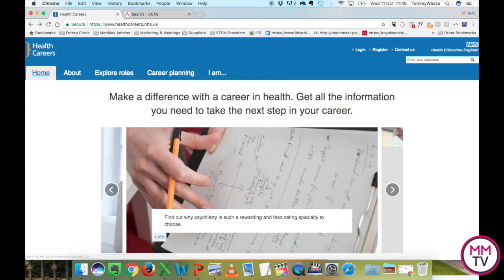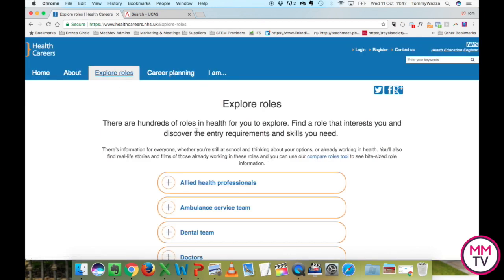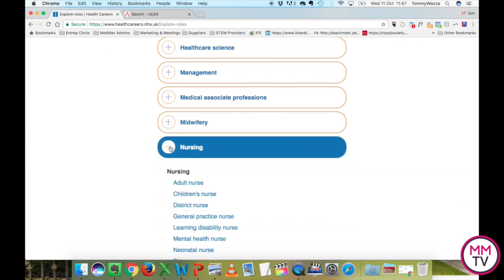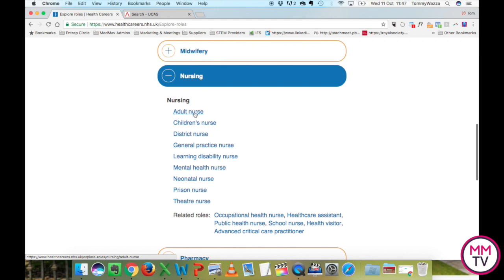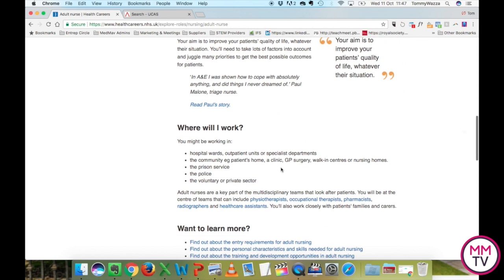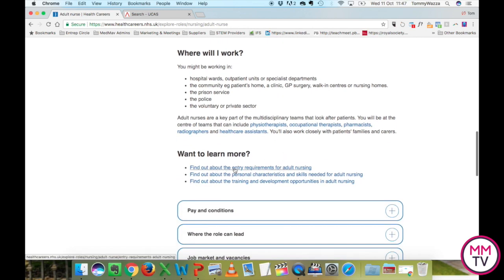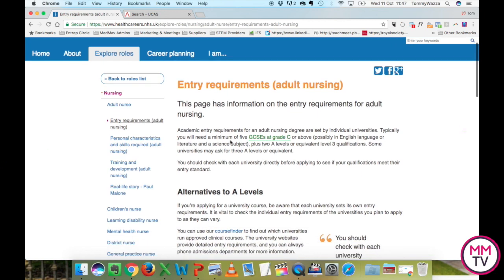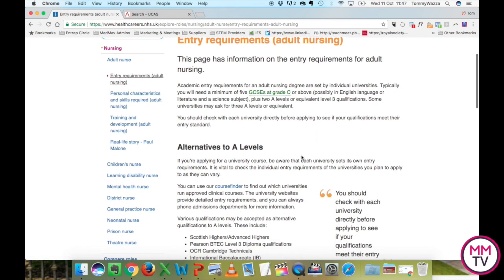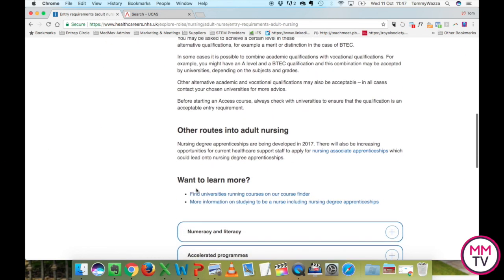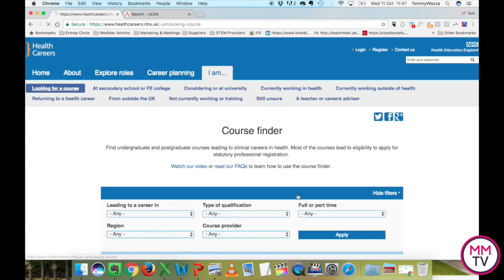Let's go and have a look. Just do one more. Let's go to explore roles again. And let's do nursing this time. So let's try adult nurse. Again, tells you what you need to do in the job, where will you work, entry requirements. Excellent. Okay. So it needs minimum of 5 GCSEs at grades C or above. Okay. Alternatives to A levels if you're doing something else. Okay. And it says, find universities running courses on our course finder. So this one's got even more information on this site.